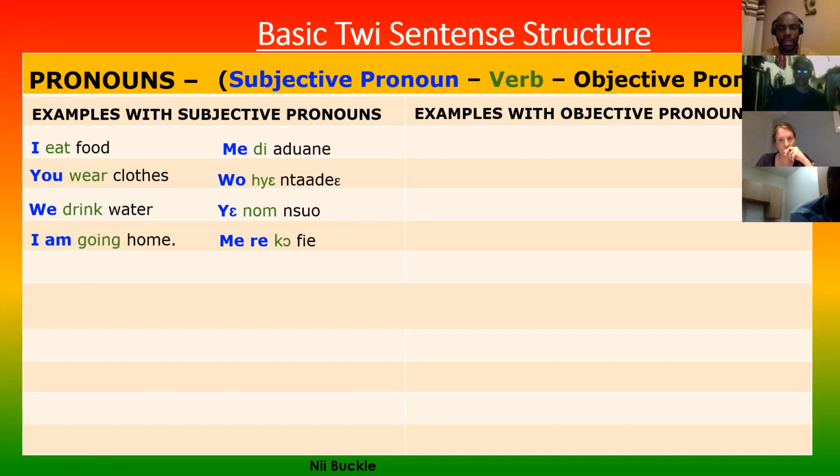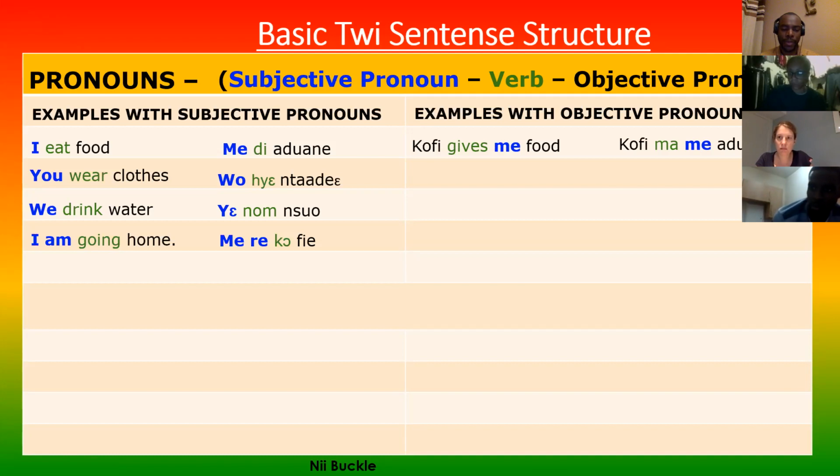Okay. So with that said, that is a few examples that I can give you when it comes to subjective pronouns. Okay, let's look at some objective pronouns as well. Now, Kofi gives me food. How does this also translate into Twi? Is it the same structure? And yes, it is the same structure. Kofi mame aduane.